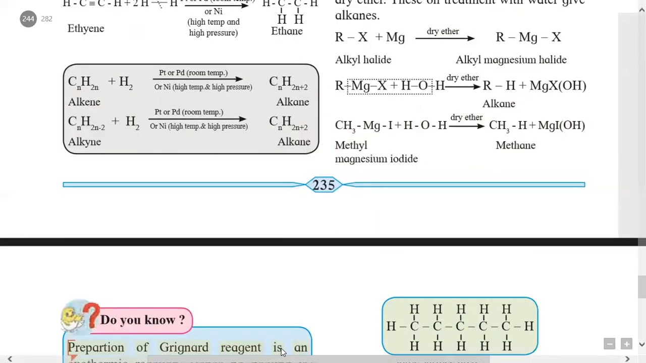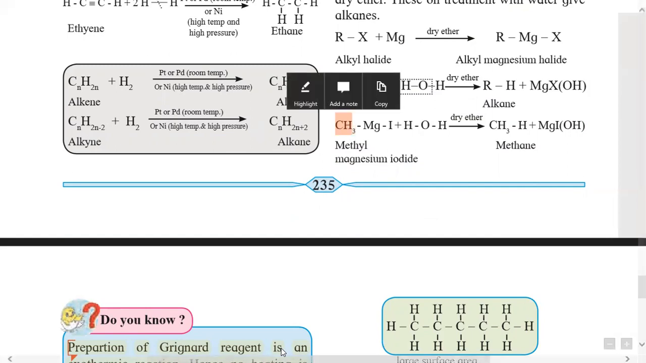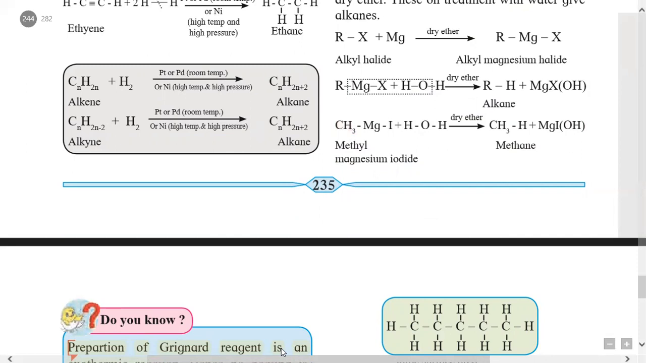One more similar example we can write here just by replacing the CH3 group by C2H5 group. So if we use ethyl magnesium iodide, then we get ethane. If we use propyl magnesium iodide, we get propane. So corresponding alkanes will be obtained by using these different Grignard's reagent examples.